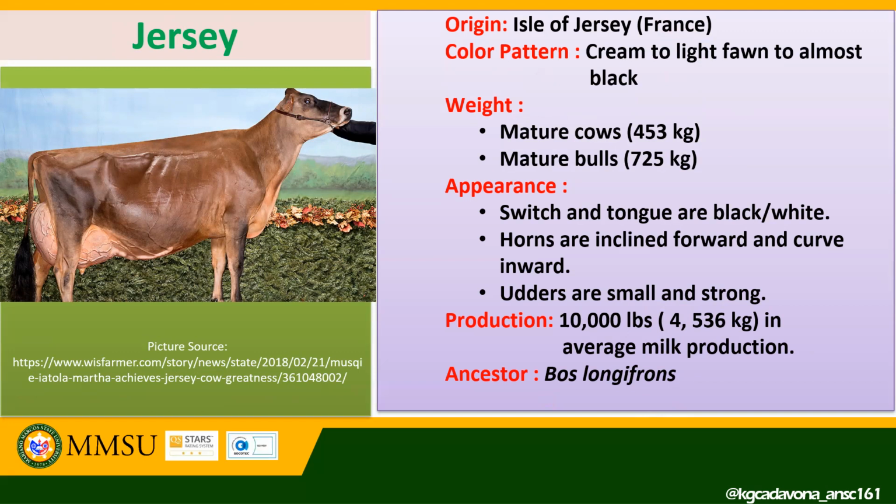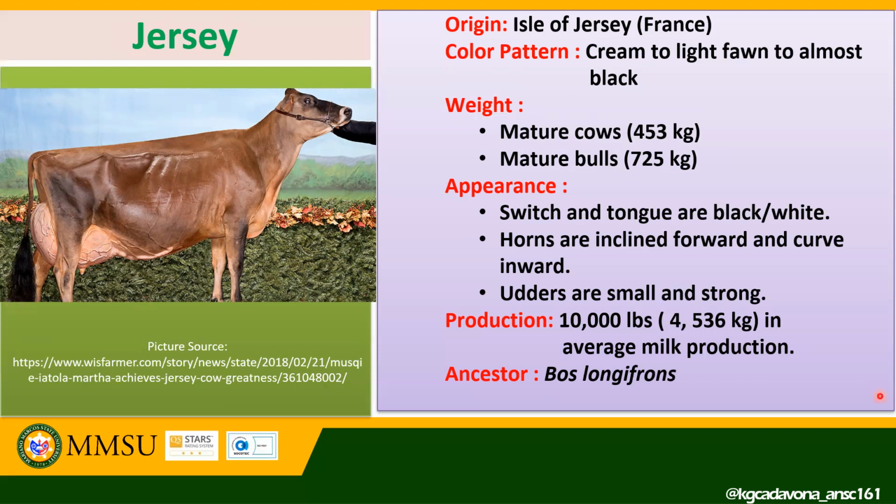Now, in terms of its description, Jerseys are usually cream to light fawn to almost black in color. However, due to genetic variances and improvements, some of the animals have white markings. No? Basta ang tatandaan ninyo dito, for Jersey, they do have black muzzle. And then their tails and tongue are usually black or white in color.